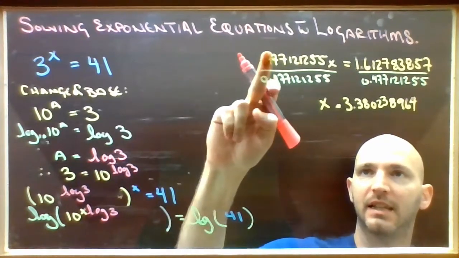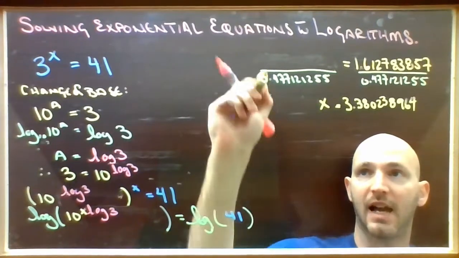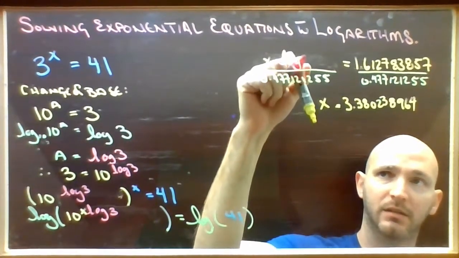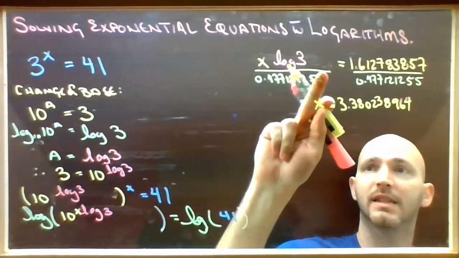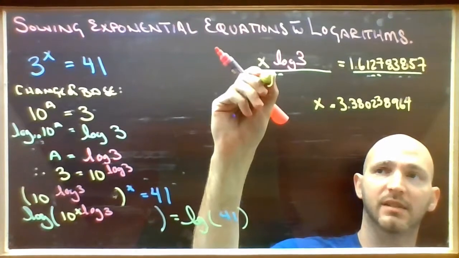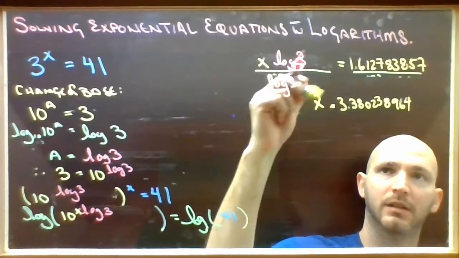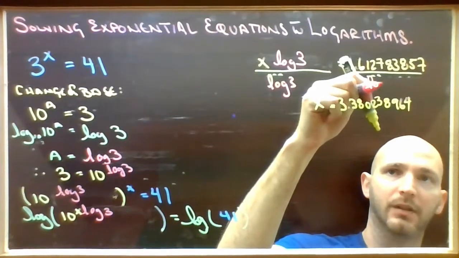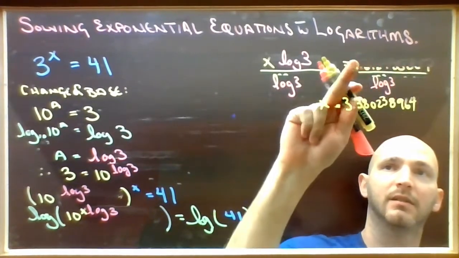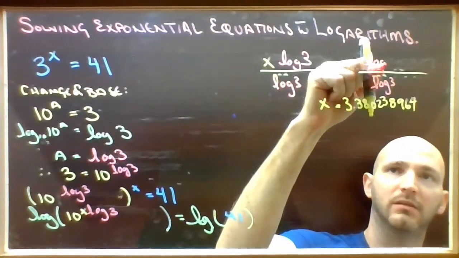Means that this thing here is just x log 3. And this thing was just log 3. And this was just log 41.